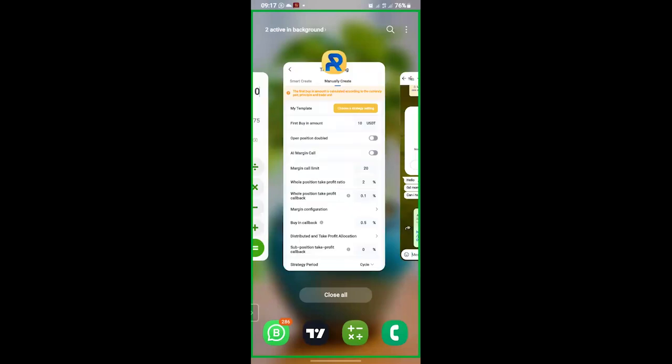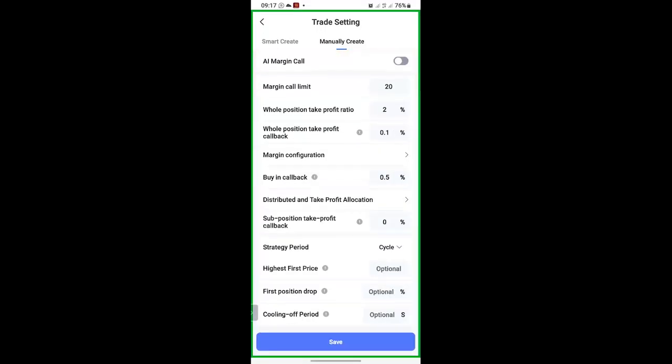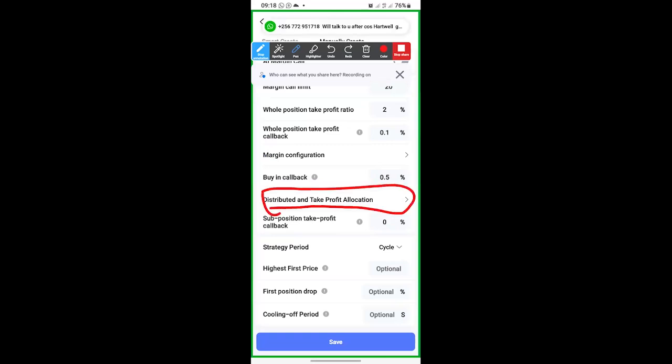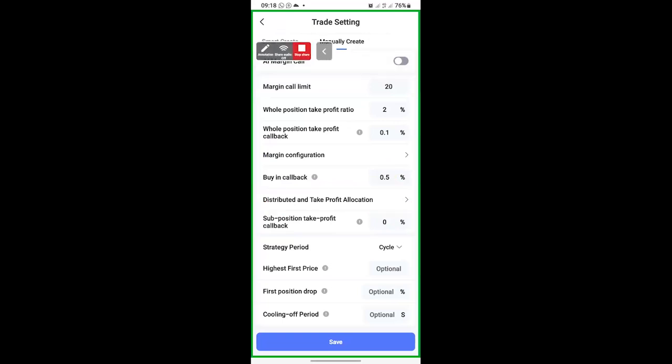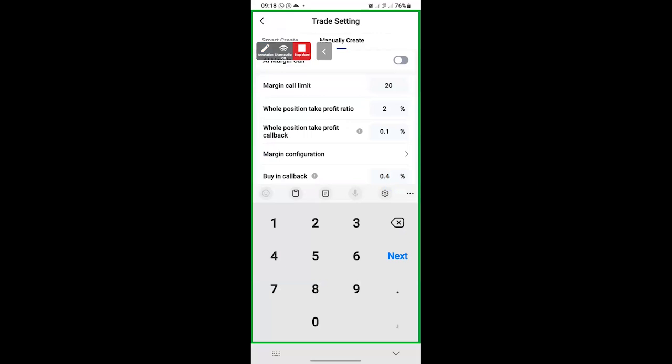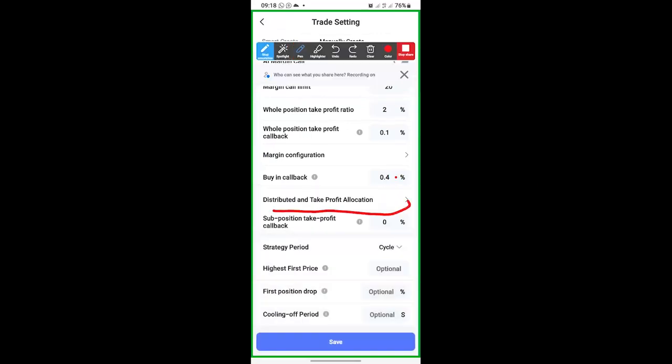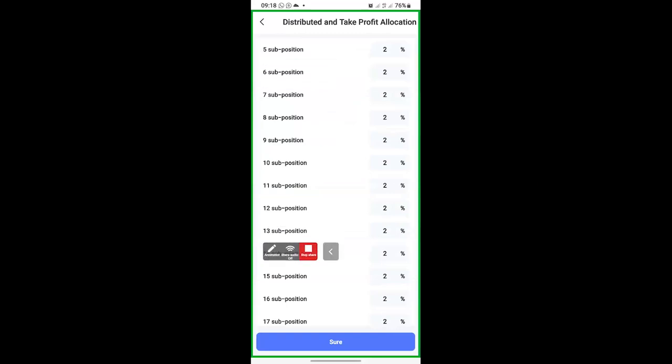Now, after saving your strategy, we've got what we call the distributed take profit allocation. The buying callback, 0.4 is enough. So this is where we find these sub-positions, because sub-positions are independent margin calls. They can be bought and sold independently.